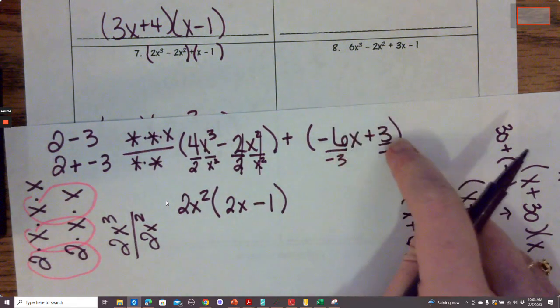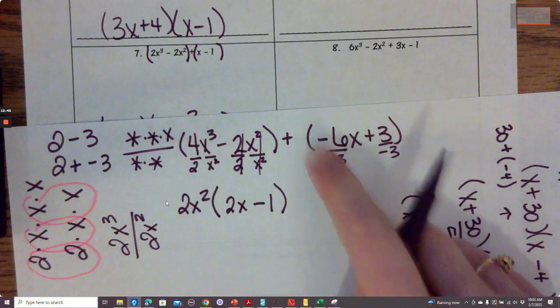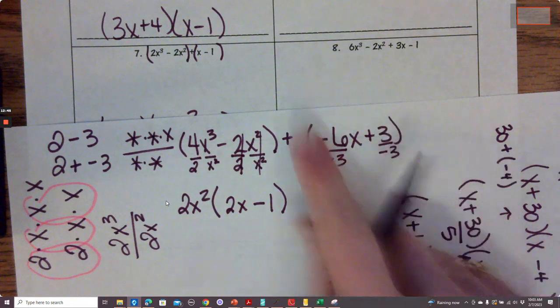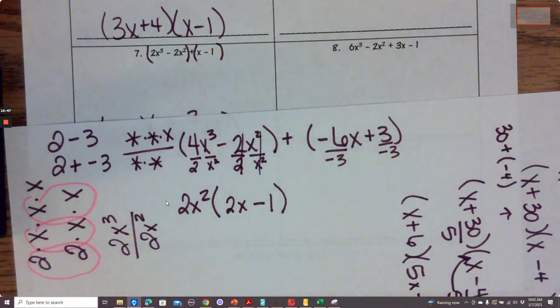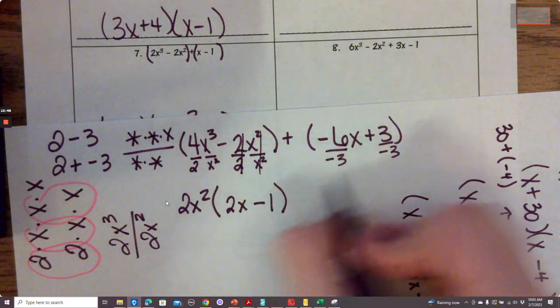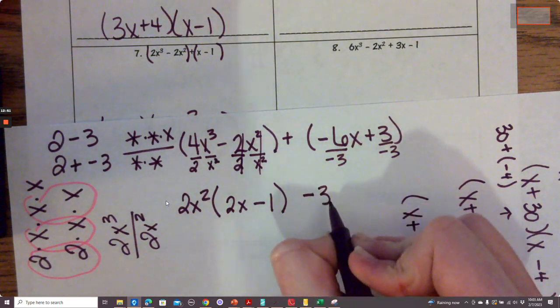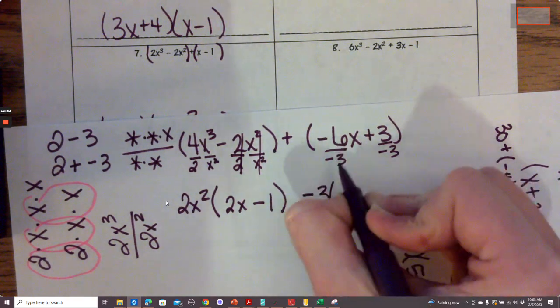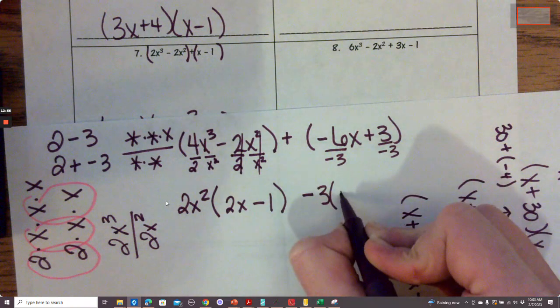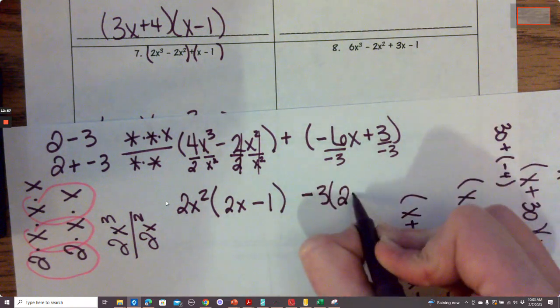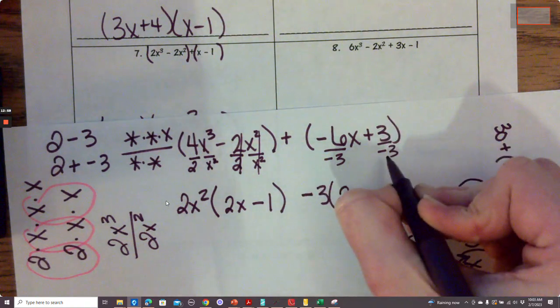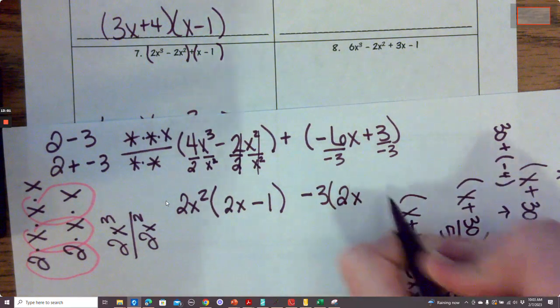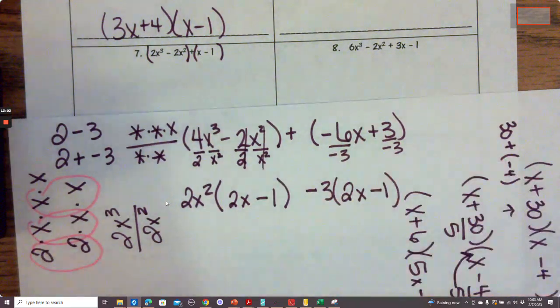Now, since this one doesn't have an x, there's nothing I can do with that x. All I can do is just reduce by that 3. So I would have a negative 3 on the outside. Negative 6 divided by negative 3 is a positive 2. Got to keep the x. Positive 3 divided by negative 3 is a negative 1.